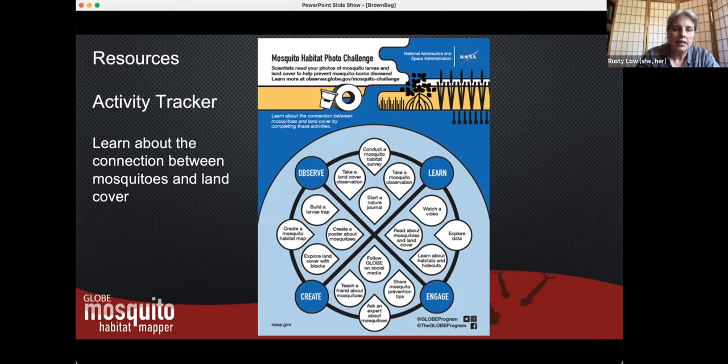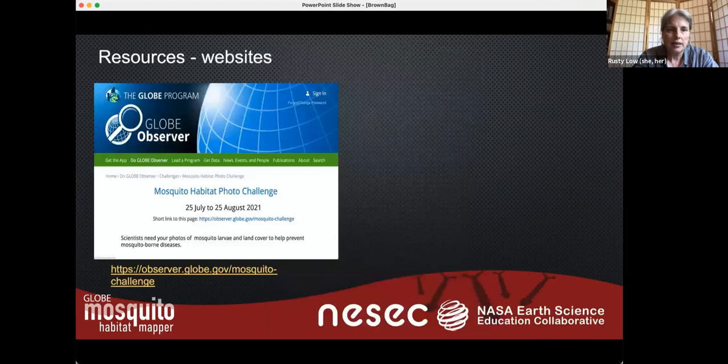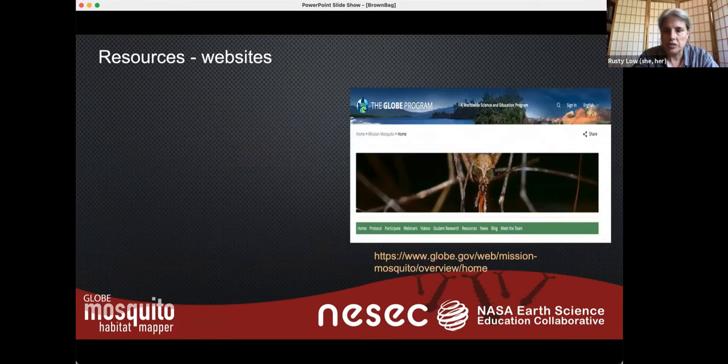And so we have, this is our little activity tracker that will tell you about what kinds of things you can engage your audience with. And the next slide is Globe Observer. Here is the discussion on the website that talks about the mosquito challenge. And we have other websites that you can go to. We have the Globe Mission Mosquito website. We are also on the Globe Observer website. We have a little bit more in detail materials on the official campaign website.